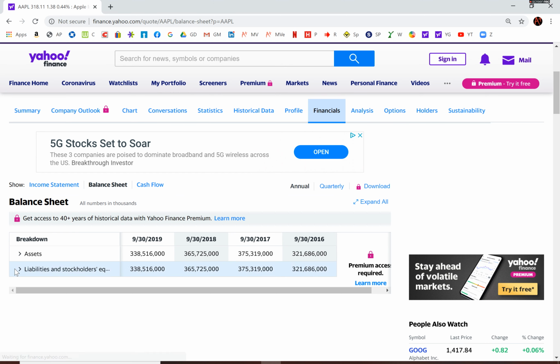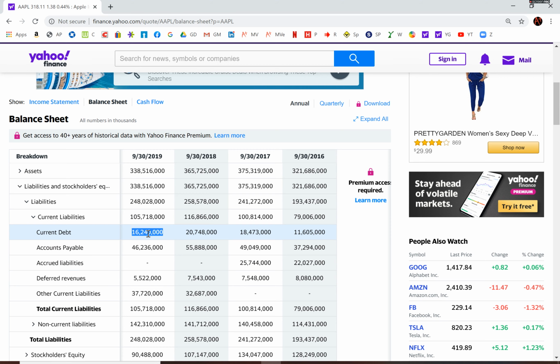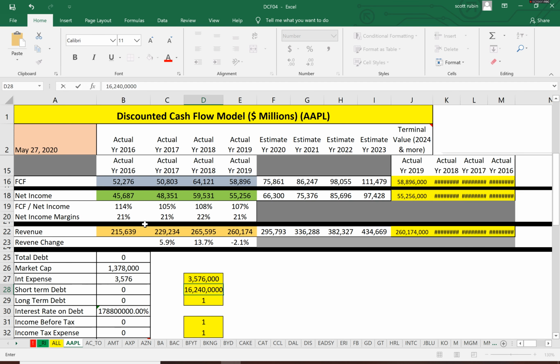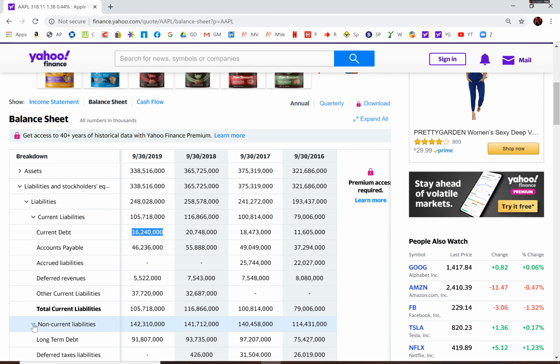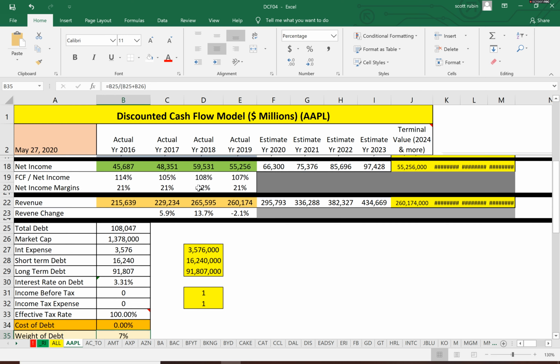Next, we need to find out their debt. So we go to the liabilities section of the balance sheet. Under current debt, they have $16 billion of debt that's due within the 12 months. And then long-term debt, non-current debt, that's 91.8 billion. That's due after a year. So 91.8 plus 16 billion. And the interest expense of 3.6 million. So they pay 3.31% interest on their debt.